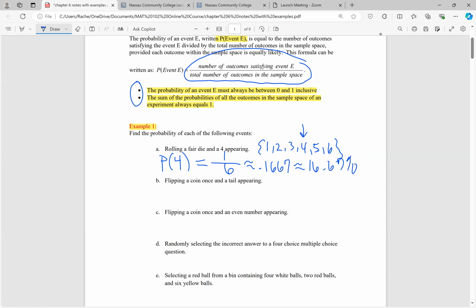Let's look at B. What's the probability of flipping a coin and then a tail appearing? So what's the probability of a tail? Well, when we flip a coin, how many possible outcomes are there? There's 2, right? Heads or tails. So that's going to go in the denominator, 2. When we flip a coin, there's only 2 possibilities, heads or tails. That's it. And how many of them happen to satisfy being a tail? Just 1. So it's going to be 1 out of 2, or 0.50 or 50%.